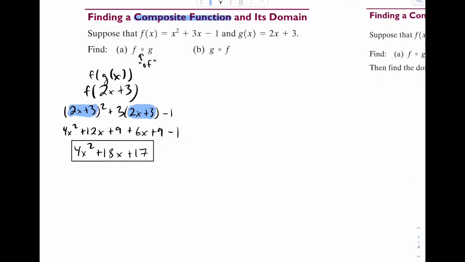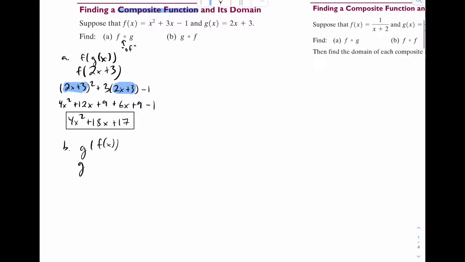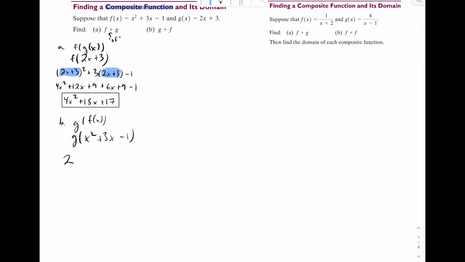Let's do part B. G of f. So now we're going to flip it around. So g of, plug in x squared plus 3x minus 1. So we're going to write 2 multiplied by x squared plus 3x minus 1. Again, notice how this used to be an x, but now it's going to be your f function. And then don't forget your plus 3 here.